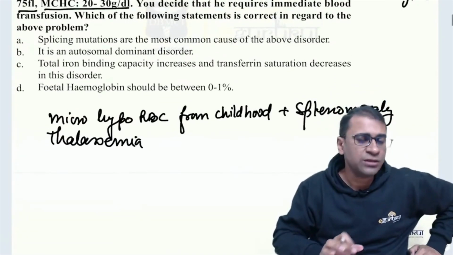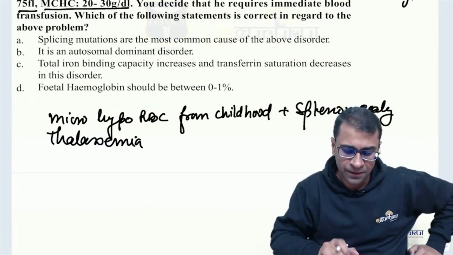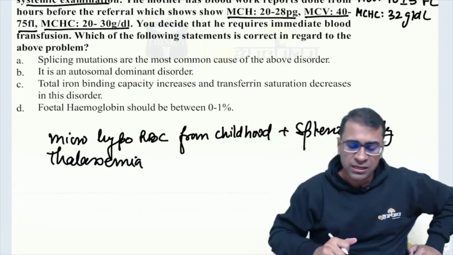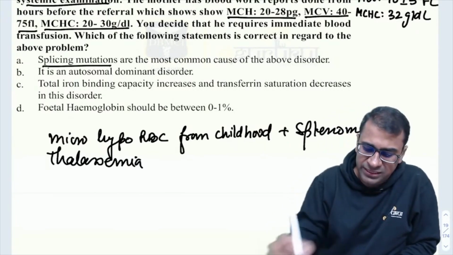And if you have missed it, no worries, but ensure that you understand what the question is trying to ask you. Okay? So look at the options here. Splicing mutation is the most common cause of the disorders. What do you say? Yes, it's true.